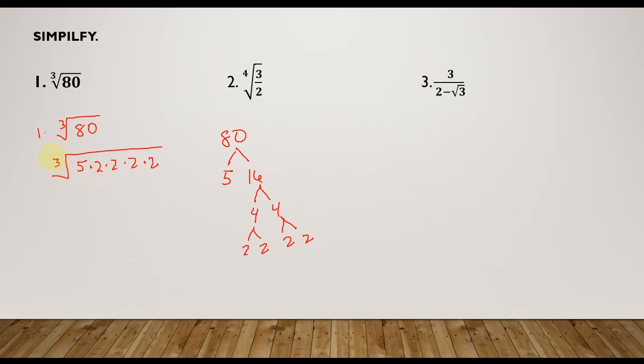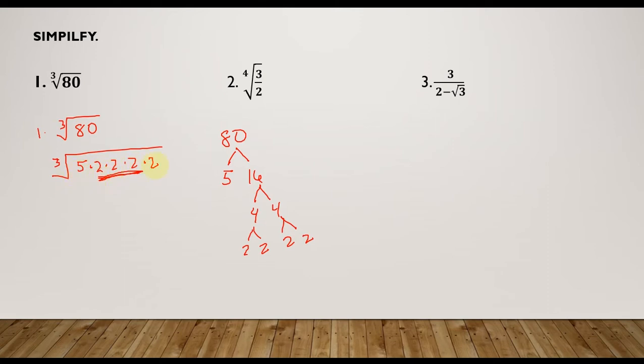And then observe our index. The index here is 3. So meaning we can remove a certain number if it is multiplied by itself 3 times. Inside a radical sign, you can have here three 2's. So we can rewrite this one. Again, based on the index, which is 3, we need a number that can be multiplied by itself 3 times: 1, 2, 3. I have here three 2's.